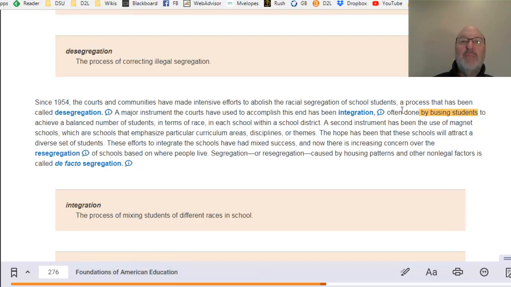So here's what happened, and this is all they say about it: integration, busing students to achieve a balance of students in terms of race within each school in the district. It has been used to manage schools, with the emphasis on particular curriculum areas. The hope has been that these schools will attract diverse students.